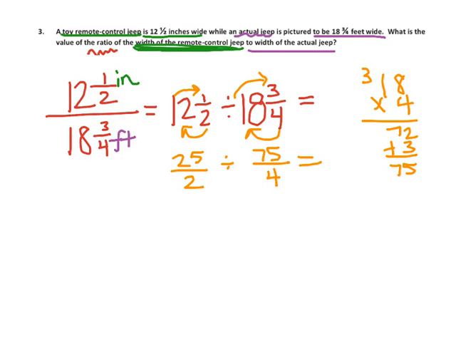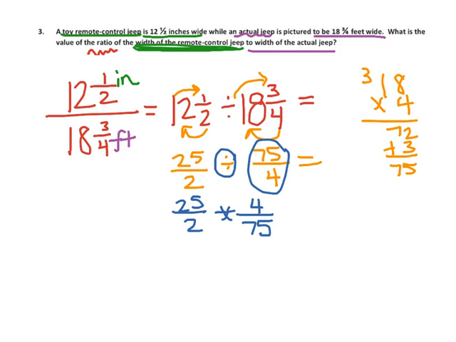How you doing? Hopefully you're doing well. Division means keep, change, flip. Thank goodness we have plenty to simplify here. 25 goes into 75 3 times. 2 goes into 4 twice. 1 times 2 is 2. 1 times 3 is 3.